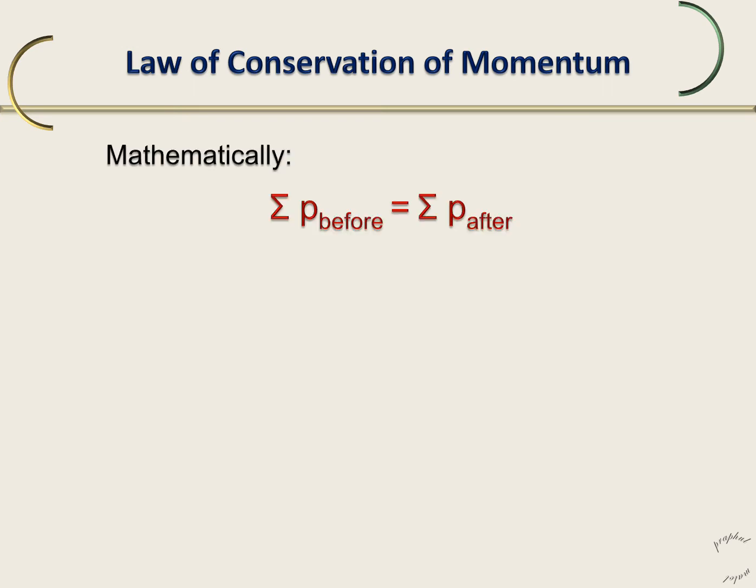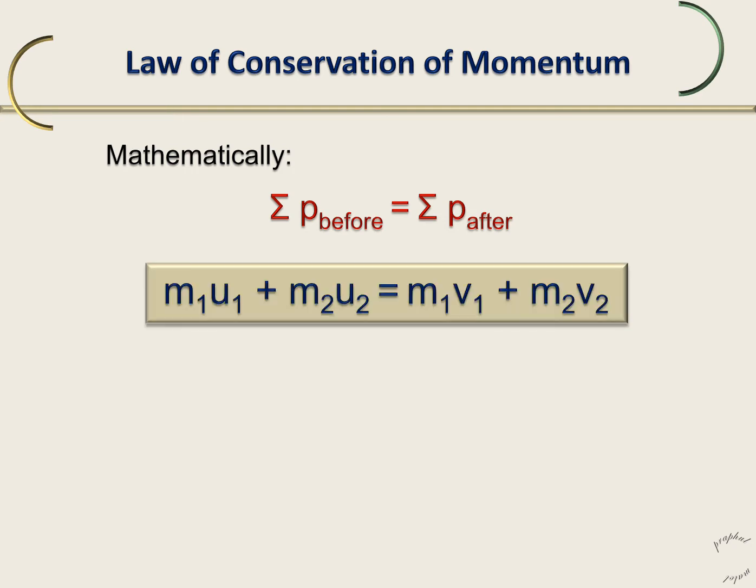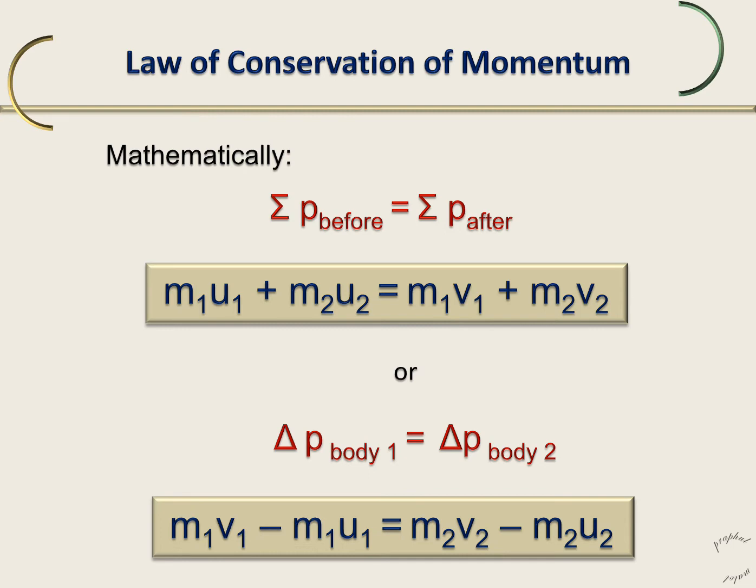Before that, let's see mathematically how we can represent the law of conservation of momentum. Sigma here represents the total. So it can be written as total momentum before equal to total momentum after. Or a more convenient way of using it: momentum of first body plus momentum of second body before a collision should be equal to momentum of first body plus second body after the collision. This is what conservation of momentum says. Or when you rearrange, you can even prove that the change in momentum of the first body should be equal to the change in momentum of the second body.